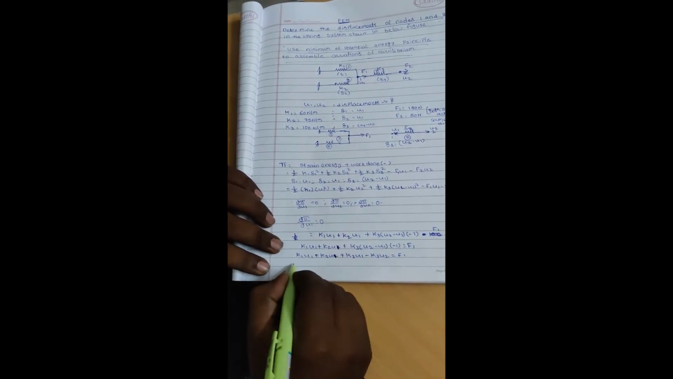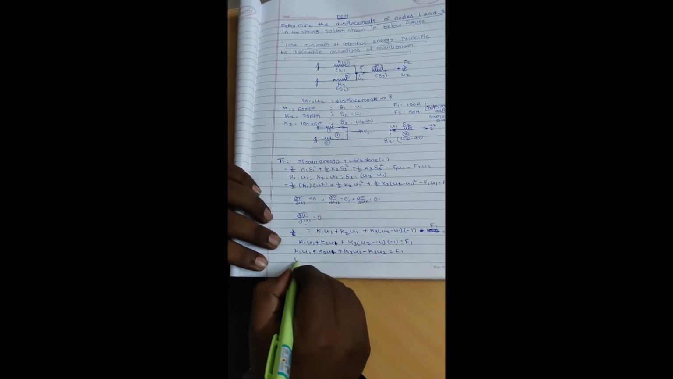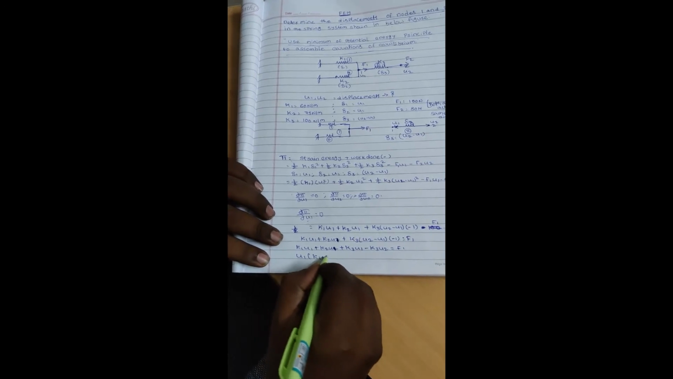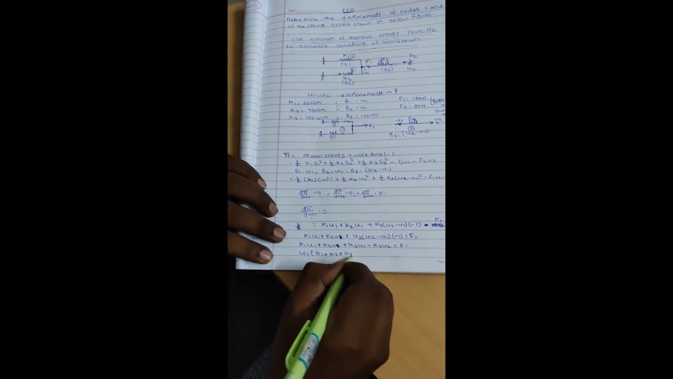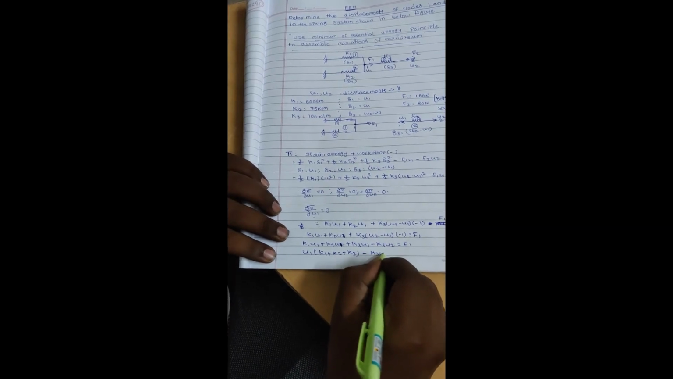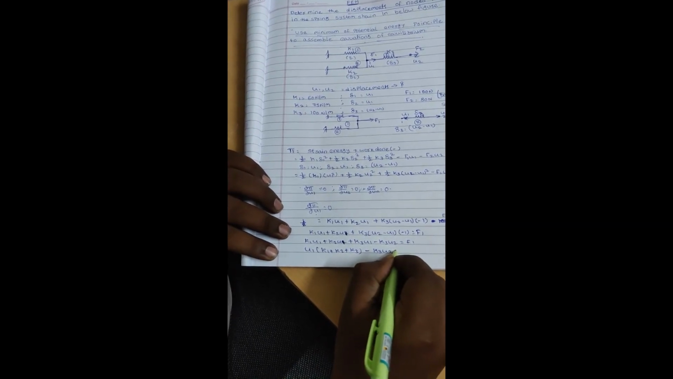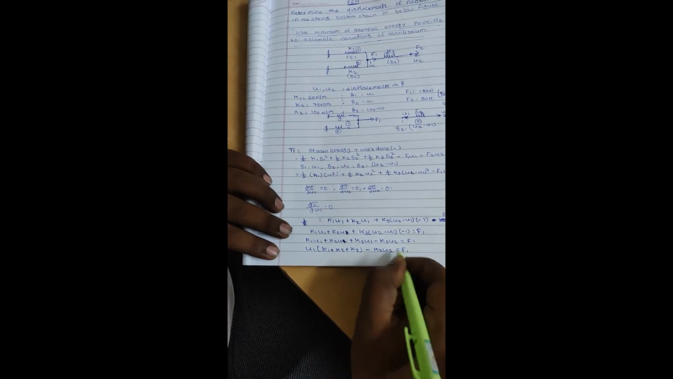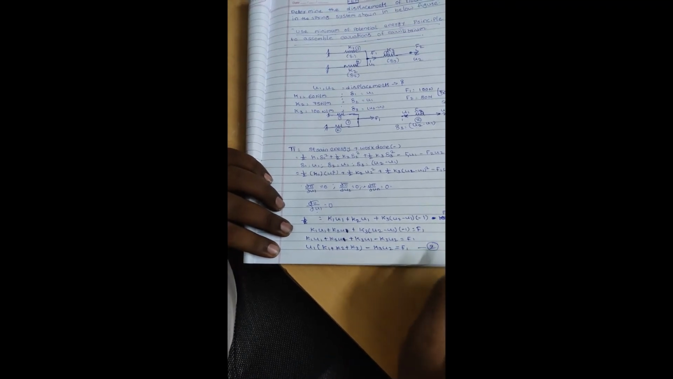So I am going to take u1 common: (k1 plus k2 plus k3) u1 minus k3 into u2 is equal to f1. This is your second equation.